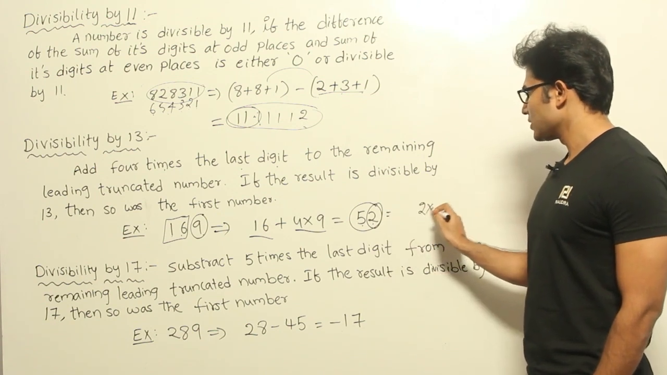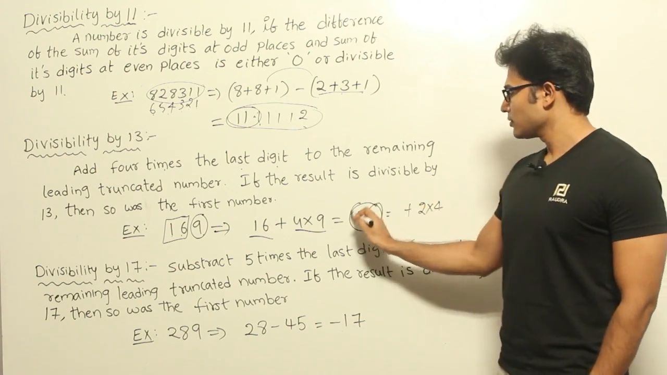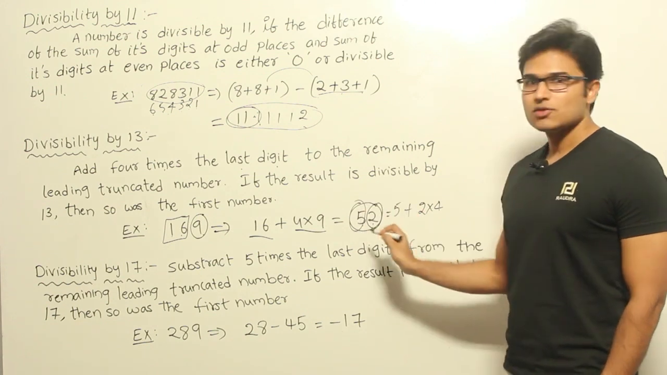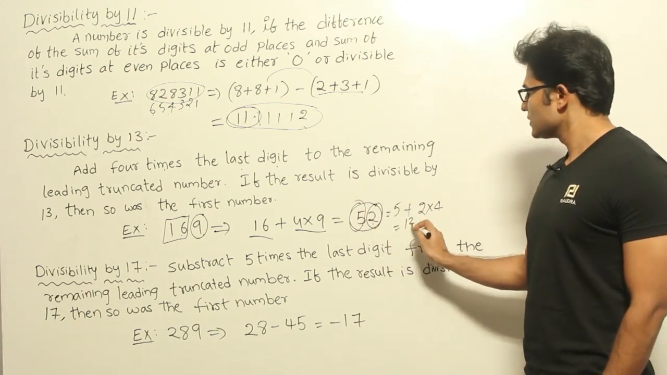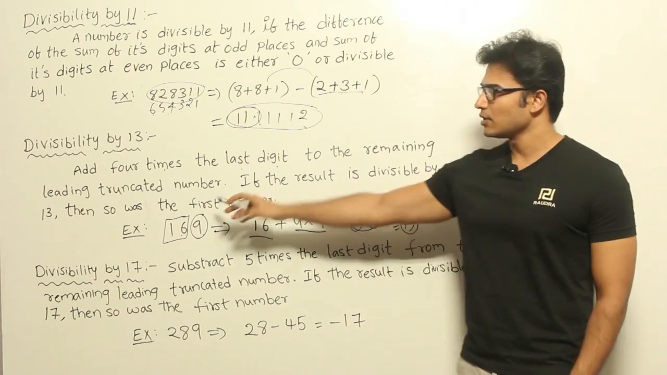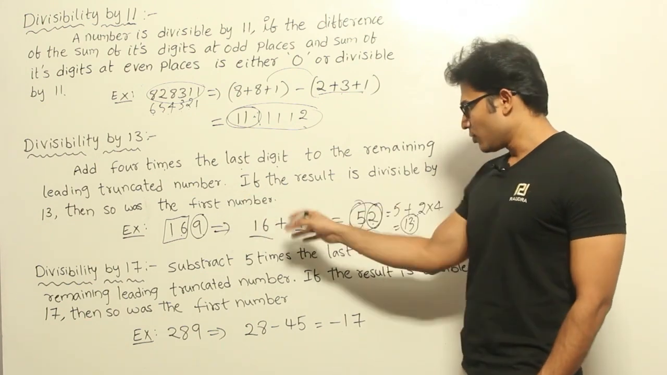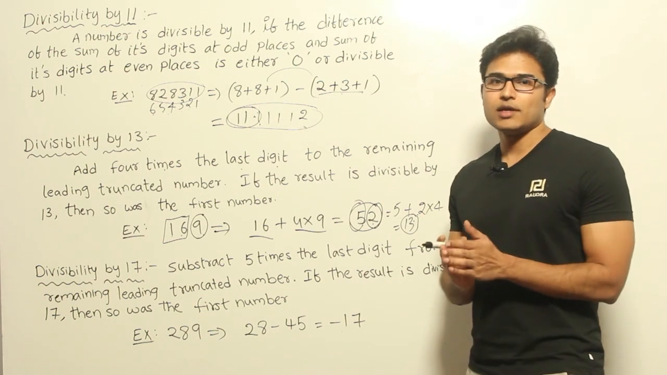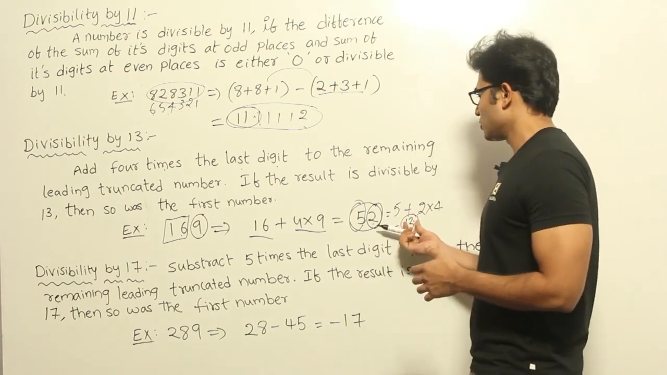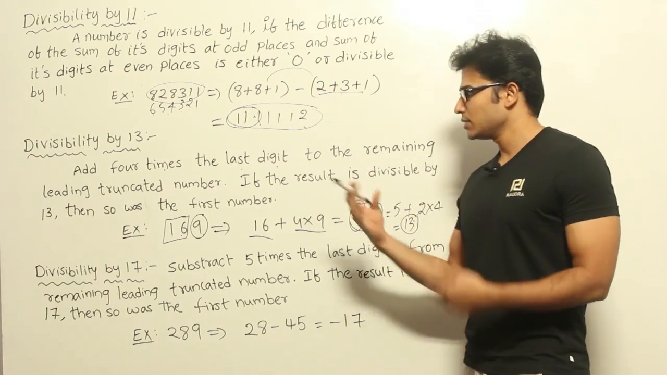2 into 4 is 8. Now you add the remaining one, so remaining is 5. So 5 plus 8 is 13. Now since 13 is divisible by 13, the given number is divisible by 13. So you can keep on applying this until you get a small number which you will definitely be sure is divisible by 13, or you go till 0.